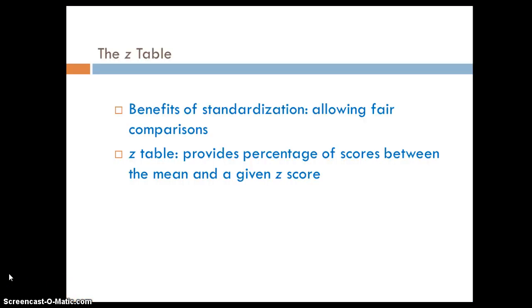Okay, so as we talked about in Chapter 6, we have benefits from standardization. It allows us to put our variables on the same scale so we can make fair comparisons among them. The z-table, because the z-distribution is a specific type of normal distribution where the mean is 0 and the standard deviation is 1, can allow us to find the percentage of scores that fall between the mean and a given z-score. You can also find the percentage of scores that falls between a z-score and the tail of the distribution as well.